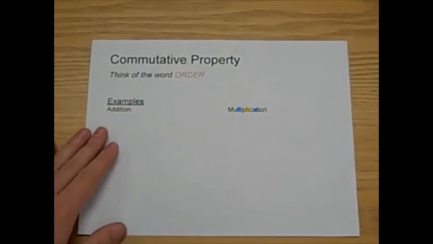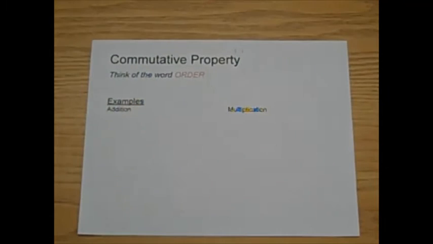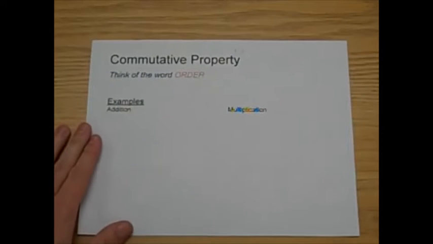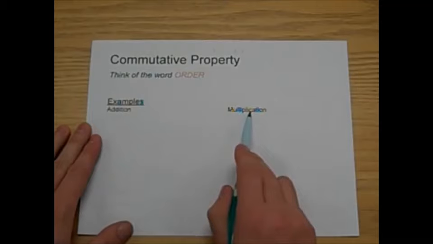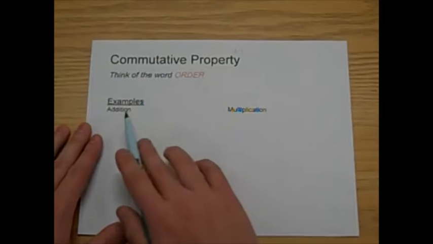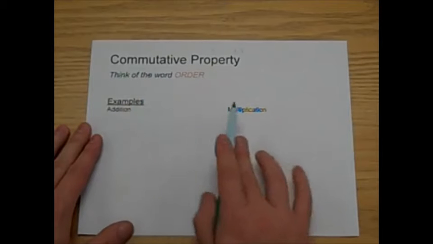Now for each of the properties, I'm going to give you a word that I want you to associate with it. In this case, I want you to associate the word order with the commutative property. Order, because it doesn't matter what order you do the things in, you will still end up with the same thing. So let me show you an addition part and a multiplication part. I can separate most of the properties into two parts, addition and multiplication.